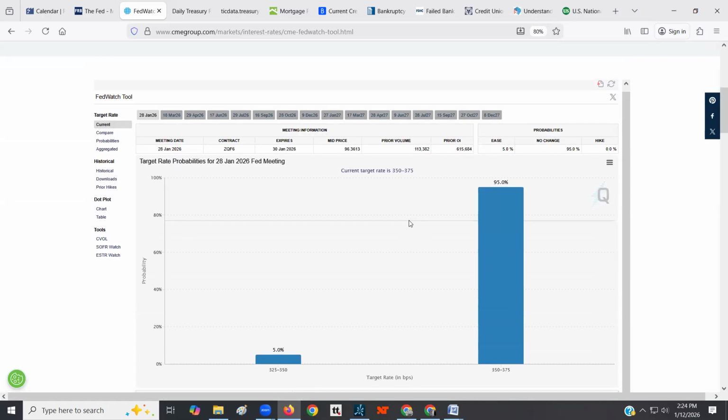So right now, the numbers are showing the current target rate, 350 to 375. Well, 95% of the probability is that it's going to be left unchanged. There's a 5% probability it'd be lowered. This could change tomorrow. Again, the majority are speculating the rates would be left unchanged. Got it? Let me show you some more insight.